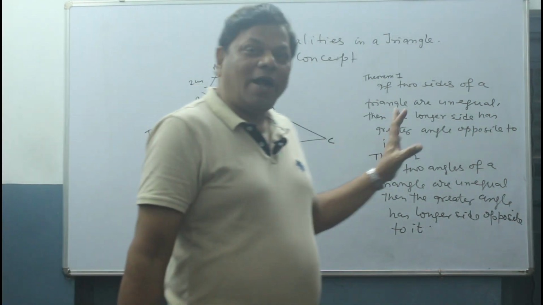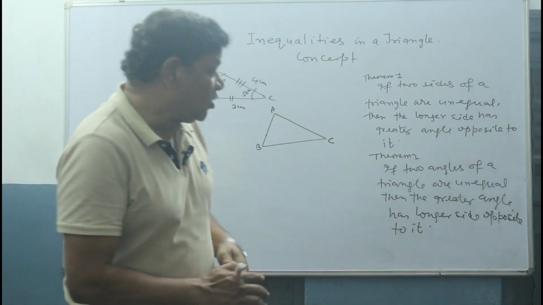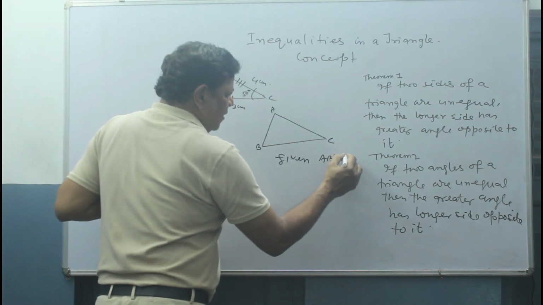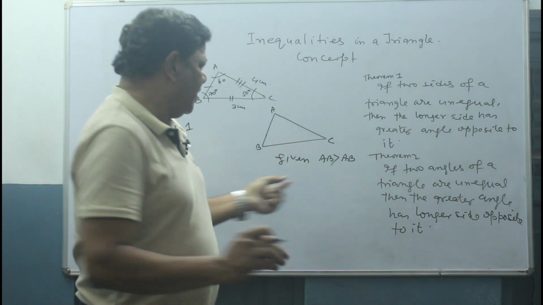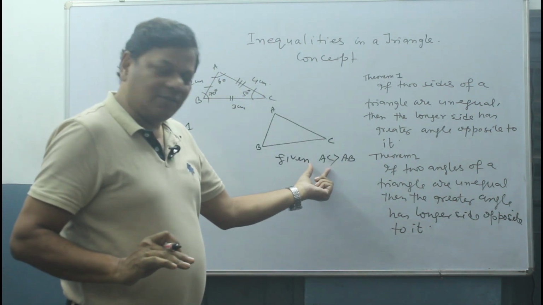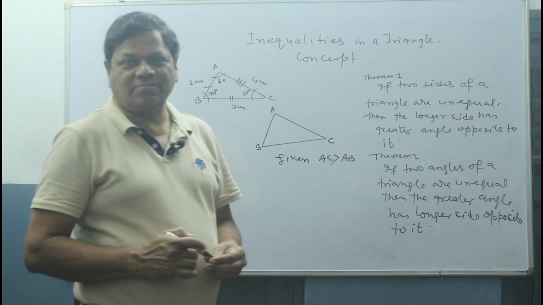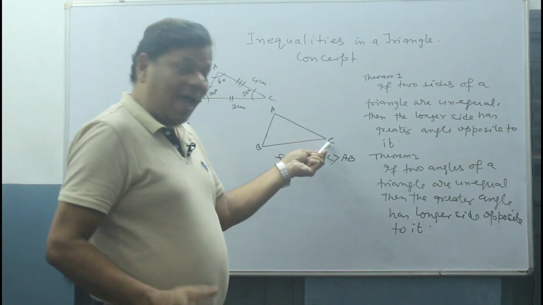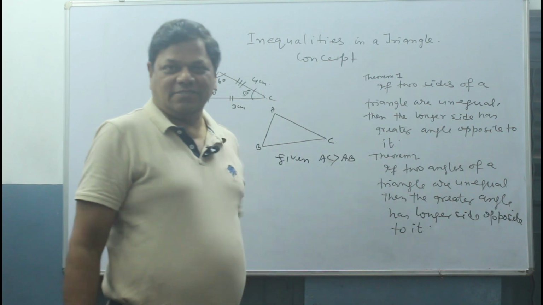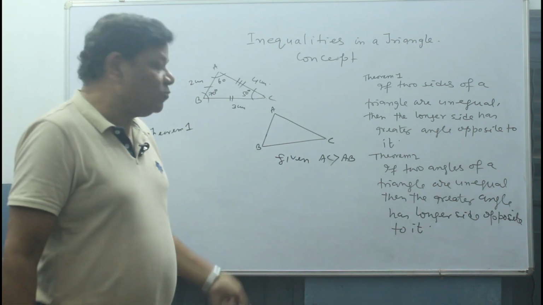Hello children. Now I am going to explain the first theorem to understand. If two sides of a triangle are unequal, so given, what is given, children? Here given, let AC is greater than AB. Unequal means AC should be, sorry, AB not AC. Side AC is greater than AB. Two sides of a triangle are unequal. Then the longer side, means AC side, has a greater angle opposite to it. So the greater angle is angle B, because side AC is greater. So angle B should be greater.